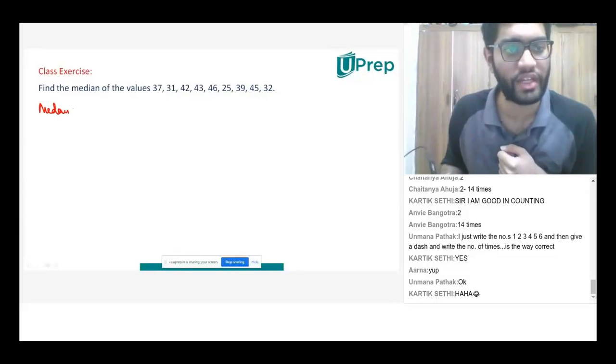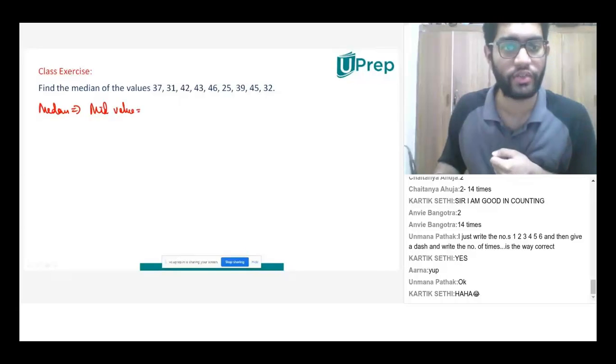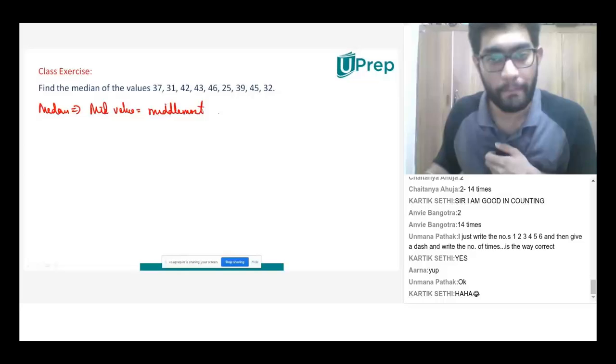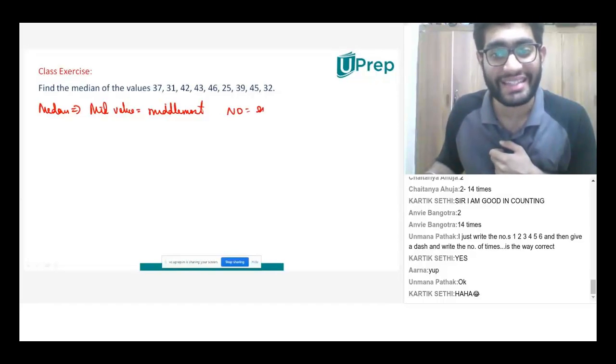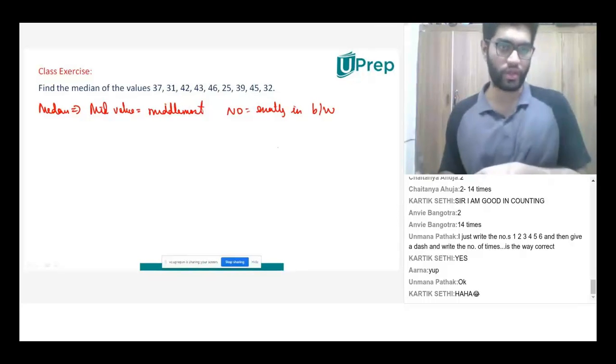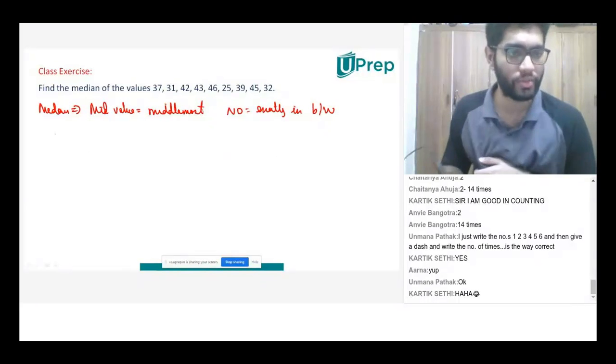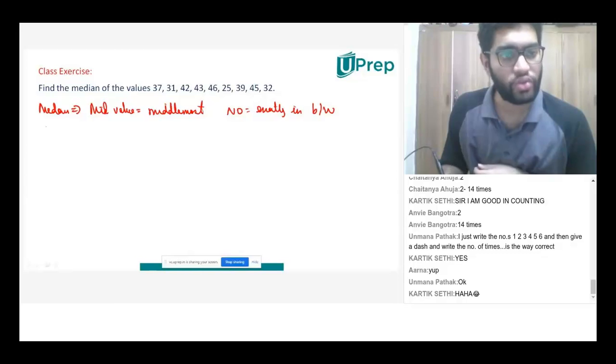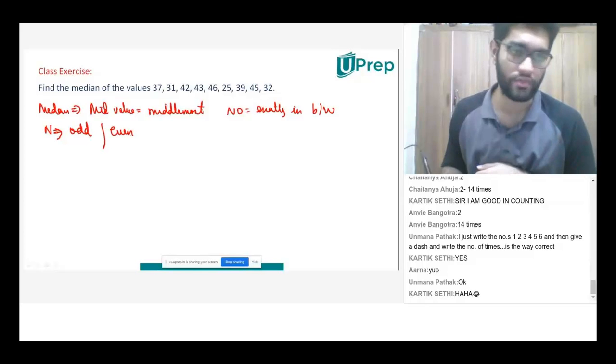Median, as the name suggests, is the mid value. That is the middlemost value, the number that falls exactly in between a set of observations. Now, how is median to be calculated? When we count the number of observations, we have two cases, guys. The number of observations can either be odd or even.